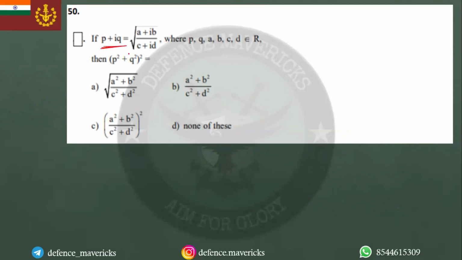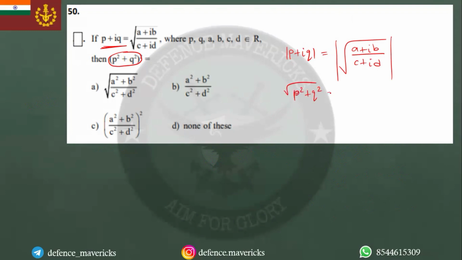Now again this question is same like the previous one. P plus IQ is given and P square plus Q square whole square is asked. So basically what you have to do, if you just take the mod of P plus IQ, what you will get is mod of root A plus IB by C plus ID. Now be very careful क्योंकि ये root के अंदर mod है, sorry mod के अंदर root है. So what will be the mod of P plus IQ? It will be root over P square plus Q square.